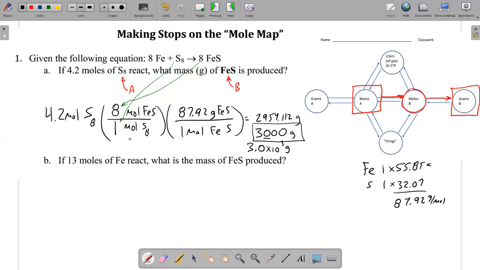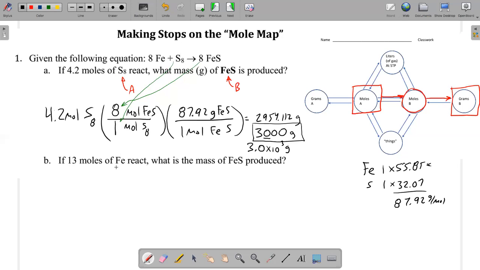So this first step is a mole ratio. That's this first step here, going from moles of one to moles of the other. And the second one is the formula mass, going from moles to grams. So really just combining the ideas and things from a lot of the course.